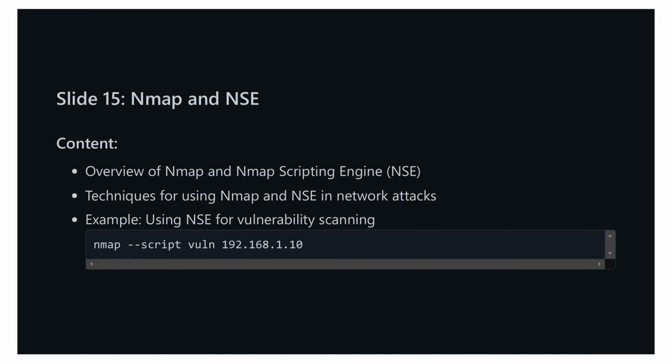nmap --script vuln 192.168.1.10. This command initiates a scan on the host specified, 192.168.1.10, and applies all vulnerability-related scripts available in the Nmap library. This can help identify potential weaknesses in your network that an attacker might exploit. As we move forward, we will examine another tool, Impacket, and how it can be used for SMB relay attacks, providing us with a deeper understanding of various techniques attackers might employ.